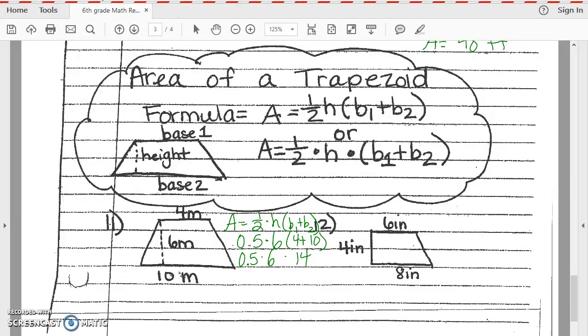So you are welcome to use your calculator. 0.5 times 6 times 14. What did you come up with? 42. Area equals 42 meters squared. And since I didn't give you a line to write this one on, let's box our final answer.